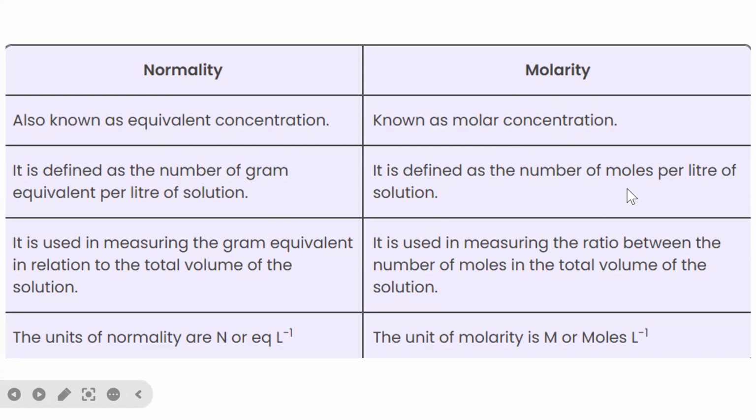So divided by, it means the moles of solute divided by the volume of a solution. Normality is used in measuring gram equivalents in relation to the total volume of the solution, while molarity is used in measuring the ratio between the number of moles and the total volume of a solution. And the unit of normality is N, capital letter N, or equivalents per liter, while for molarity it is capital letter M, or moles per liter.